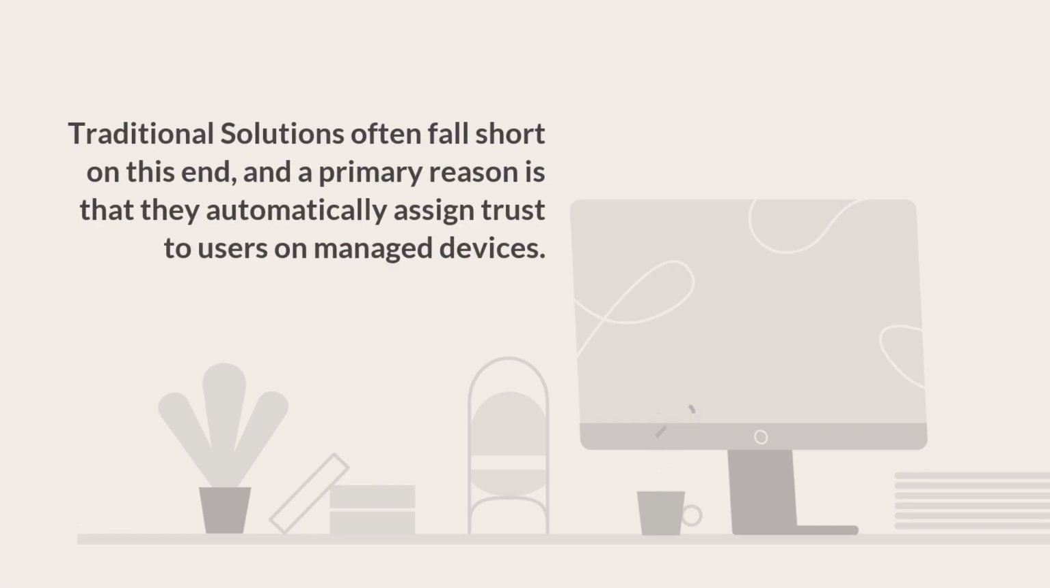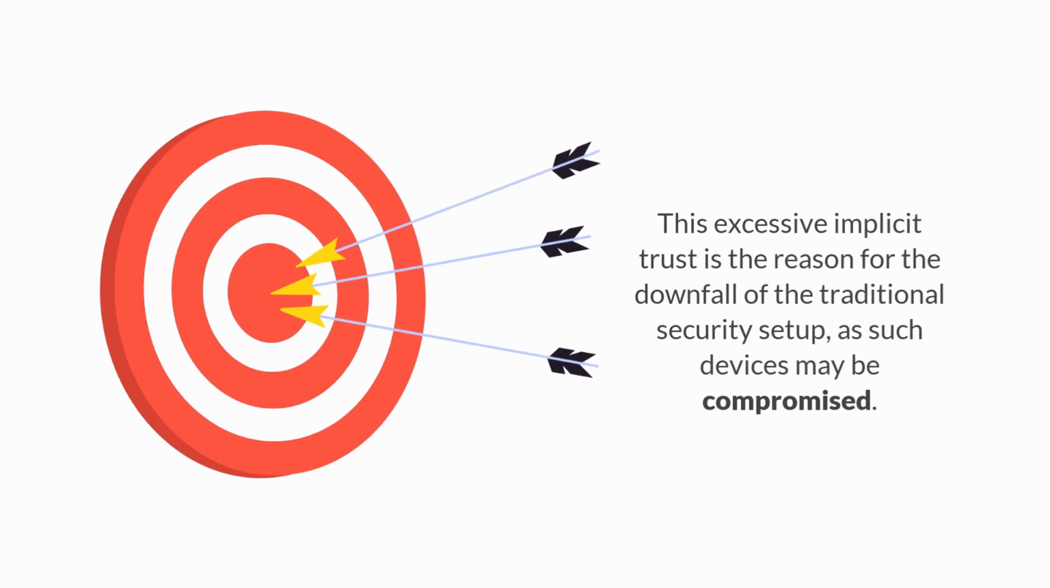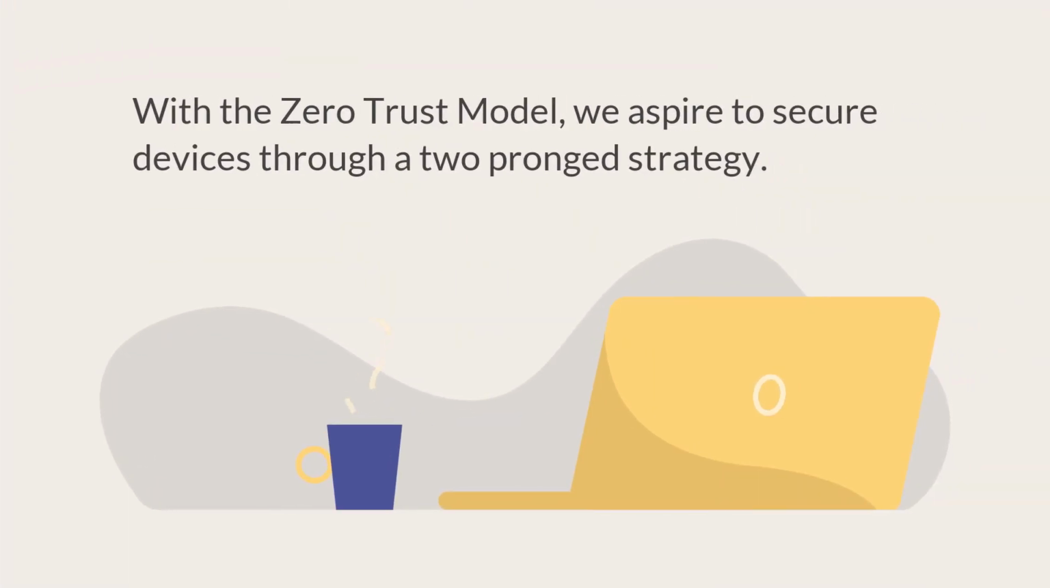Traditional solutions often fall short on this end, and a primary reason is that they automatically assign trust to users on managed devices. This excessive implicit trust is the reason for the downfall of the traditional security setup, as such devices may be compromised. With the zero trust model, we aspire to secure devices through a two-pronged strategy.